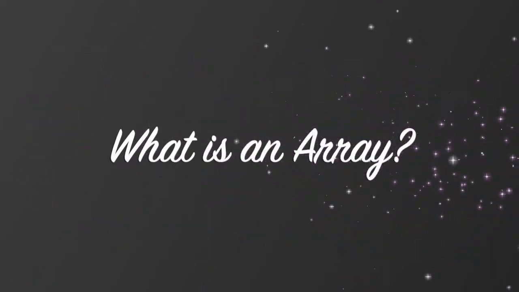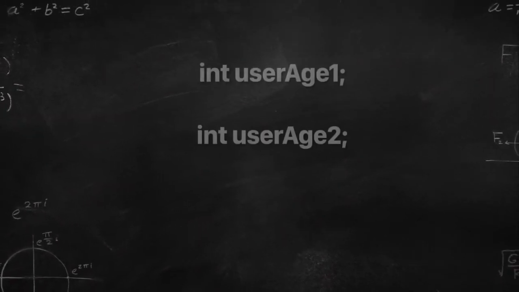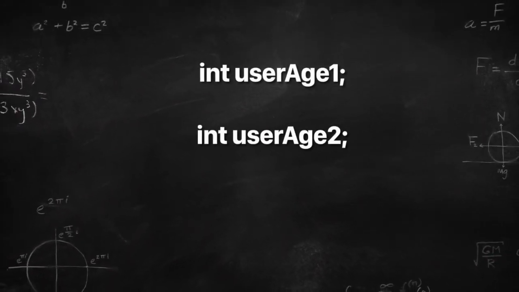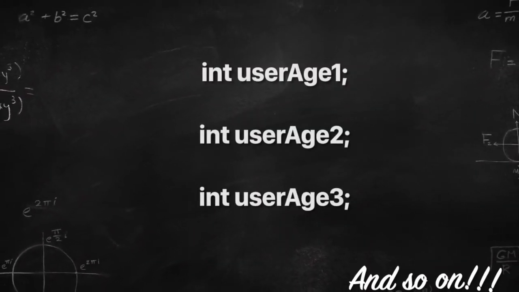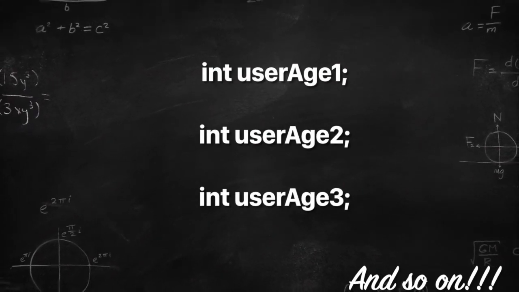In this video, we will be discussing arrays. Are you ready? What is an array? An array is a collection of data that is normally related to each other. For example, suppose we wanted to store the ages of 4 users. Instead of storing them as int userAge1 and int userAge2 and int userAge3, we can just store them as an array.